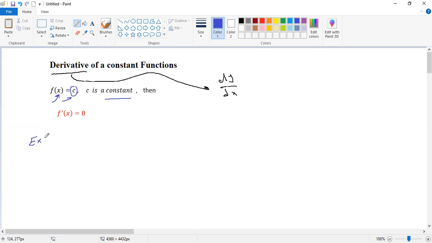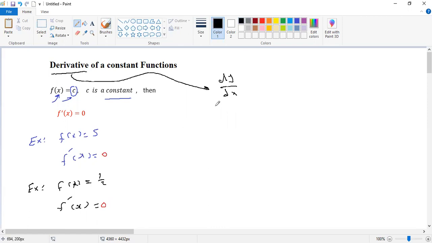For example, I say f(x) equals 5, no change. For each x, the output is always 5. So f prime of x is equal to 0. Another example, f(x) is equal to 1/2. So f prime of x, for each x, the output is equal to 1/2. So it is equal to 0, no change.